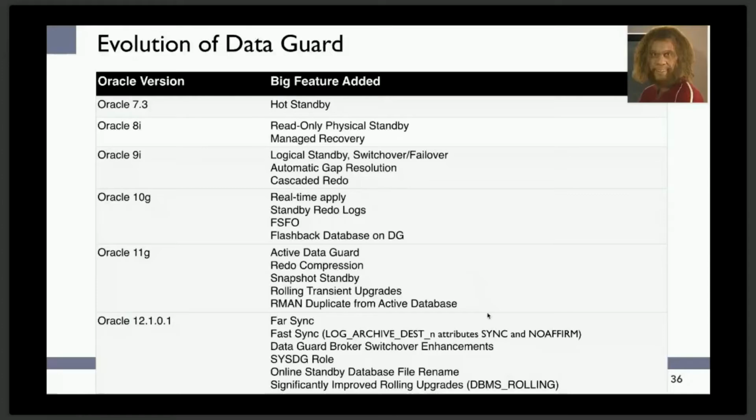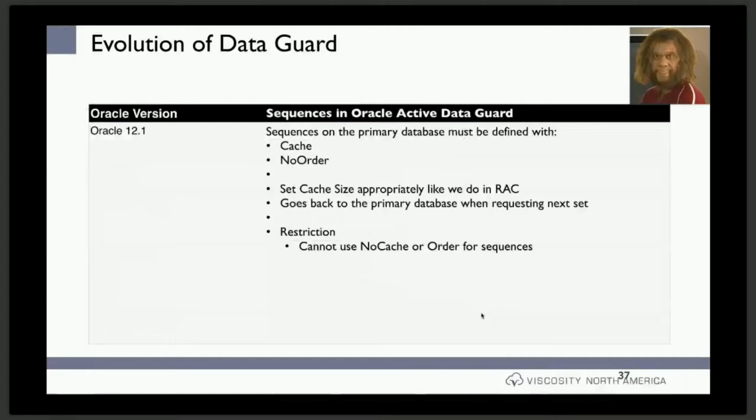And also in 12C, they improved the broker switchover enhancements so that, for example, if the switchover failed, you can fix where the problem lies and issue the switchover command again. They also introduced the sysdg role. It's a clear delineation of roles and responsibilities. So you can have a separate person. All this person does is data guard administration. So Oracle's trying to be more secure in their configuration, so that not every administrator leverages a sysdba role. So also in 12C, they gave us the capability to leverage sequences on the active data guard.